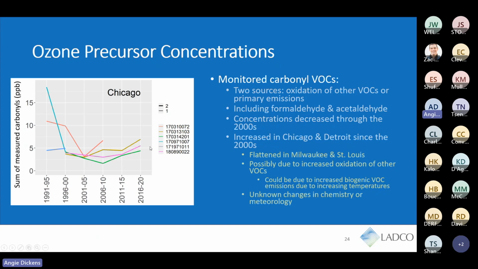Could be due to increased biogenic VOC emissions due to increasing temperatures. I did look at isoprene concentrations. I'm not going to show them right now, but they might be increasing very slightly. It's hard to tell. It could be noise too. Could also be due to unknown changes in chemistry or meteorology, but it comes back to the fact that our monitor concentrations aren't really agreeing with our inventories here. For the very few sites where we have concentrations, this is 3 sites in Chicago for the entire city. That's not very much.